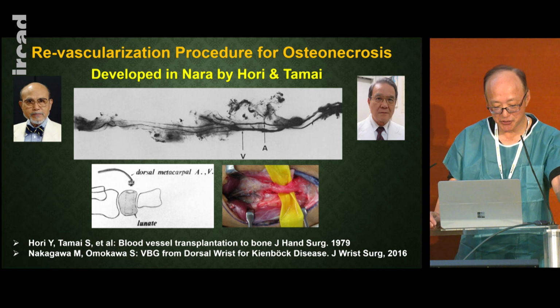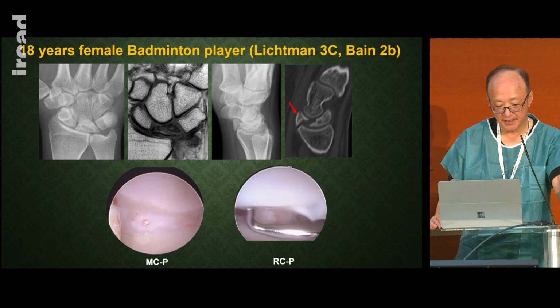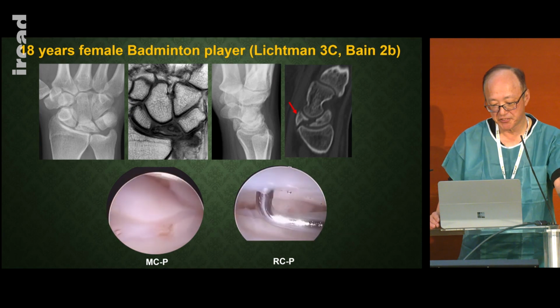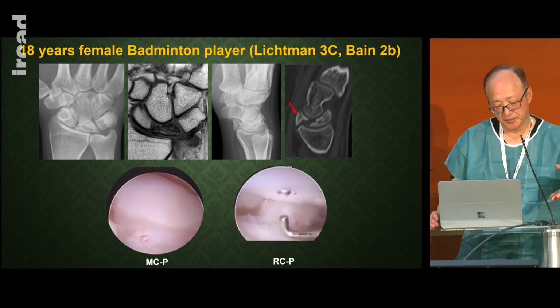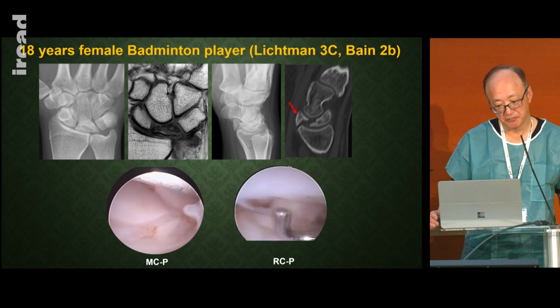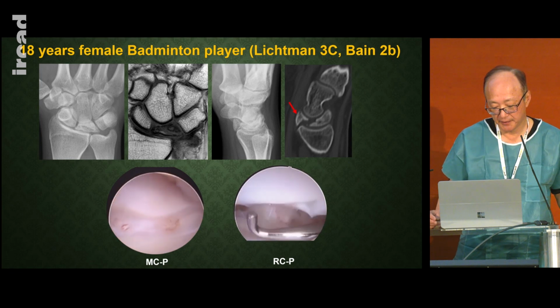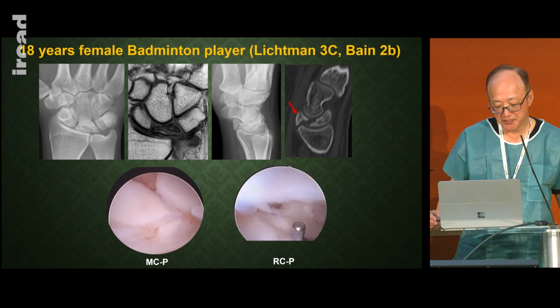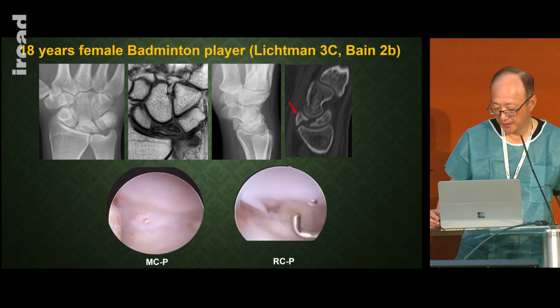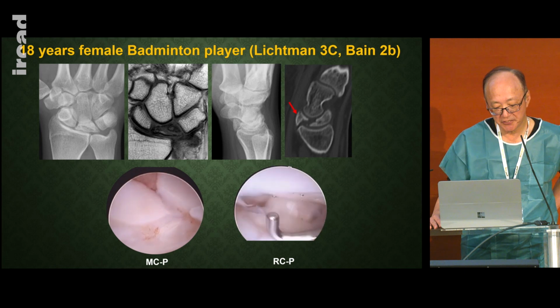So I like this procedure because I'm from Nara, and I published a report several years ago on vascularized bone graft for Kienböck disease. This is an 18-year-old female badminton player, Lichtman stage 3C. The palmar fracture fragment of the lunate was dislocated palmarly, a very difficult case. But we tried to see the cartilage for her, and even if very displaced, the cartilage was only softening, no erosion. So this patient is very young and active, and I tried to preserve the lunate.